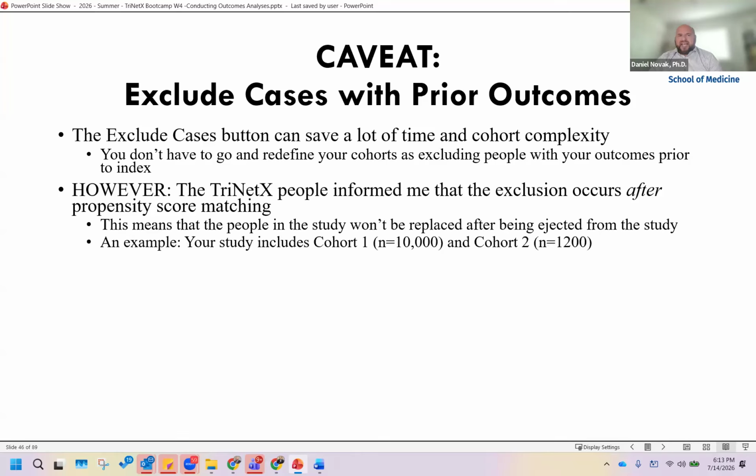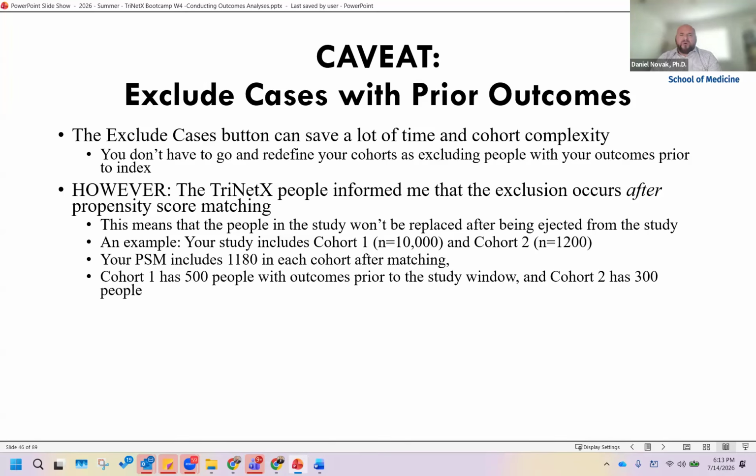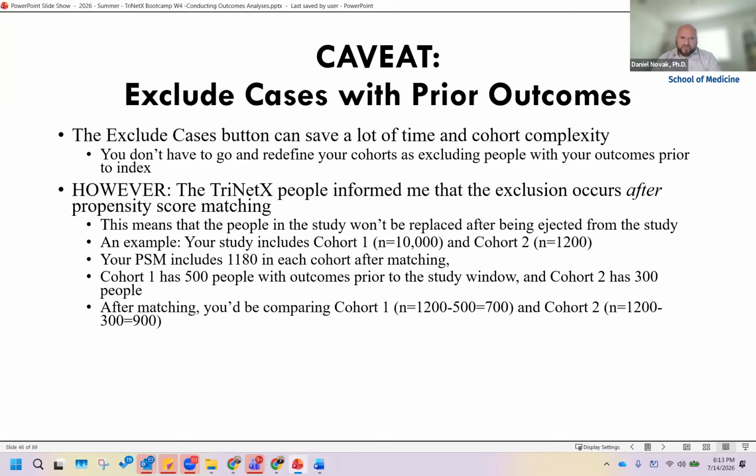I just did some quick math here. Let me go through this example. Your study included cohort one, where n equals 10,000, and cohort two, where n equals 1,200. Your PSM includes 1,180 people in each cohort after matching. One cohort has 500 people with outcomes prior to the study window, and cohort two has 300 people. After matching, you'll have 700 people in cohort one and 900 people in cohort two.